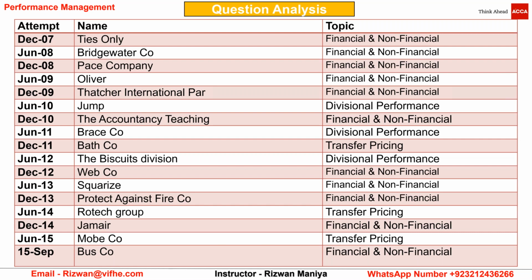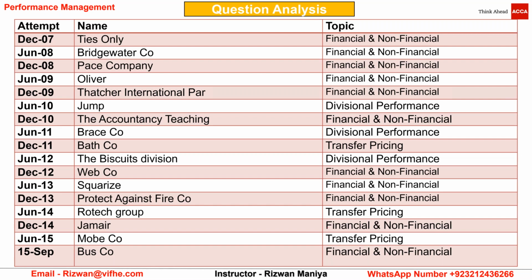Now, what is important to see here is that this is one of the sections that has been tested a lot in your examinations. You can't expect this topic not to come in the paper, because this is the heart of FI. If this topic is not tested, it means your heart is not working well. From the examiner's perspective, this is a very important section. You can see the frequency of how the topics are tested: financial, non-financial, divisional performance, transfer pricing.